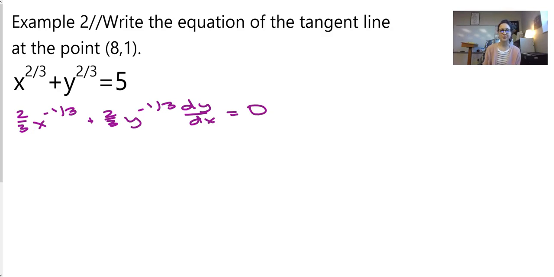And now I'd like for you to keep going. So we're going to plug in the point (8, 1) and solve for dy/dx, which will give me the slope. And I already have the point, so then I can put it into point-slope form. Remember that 1 to any power is 1. And just as a hint, 8 to the negative 1/3 would be 1 over 2, right? 8 to the positive 1/3 is the cube root of 8, which is 2. And then the negative is going to put that 2 in the denominator. So those are a couple hints.